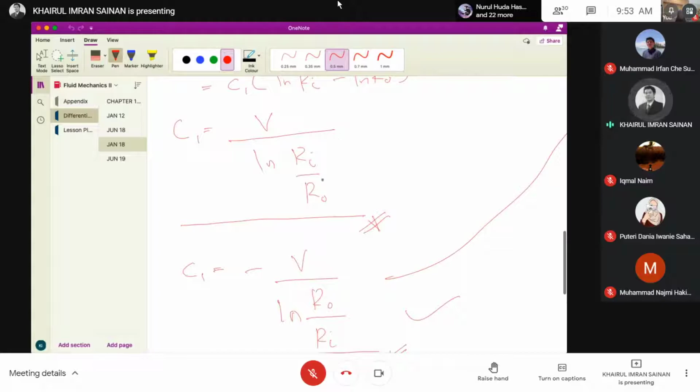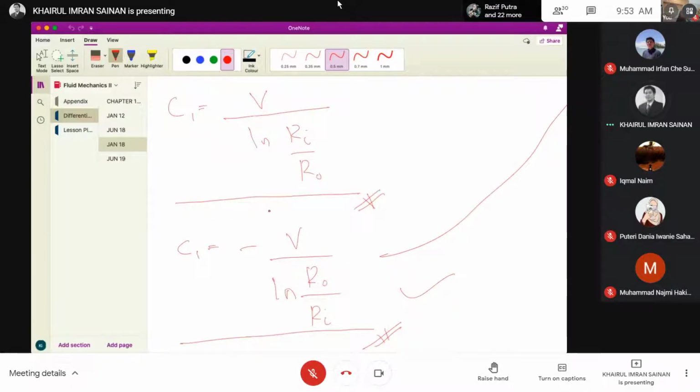But if you want to use this, it's not wrong. It will never be wrong. That's it. No problem. Okay. So I'm going to continue using this one. So C1 equals negative V ln R outer divided by R inner.